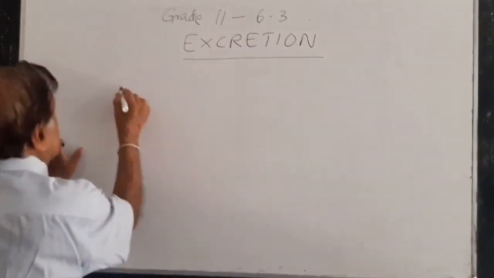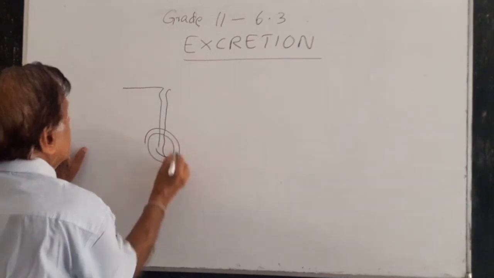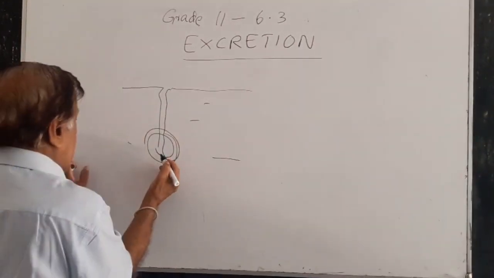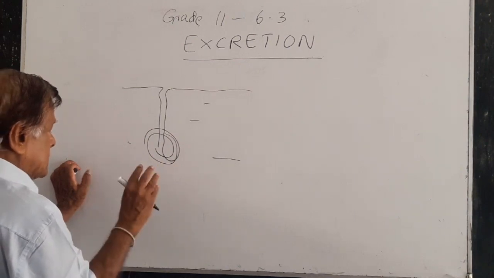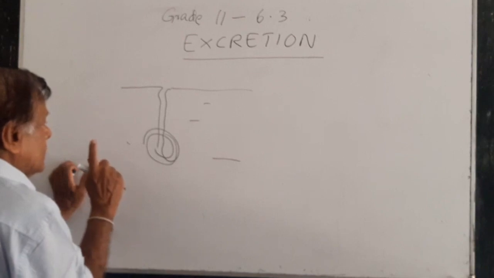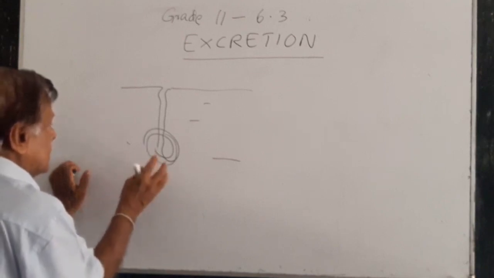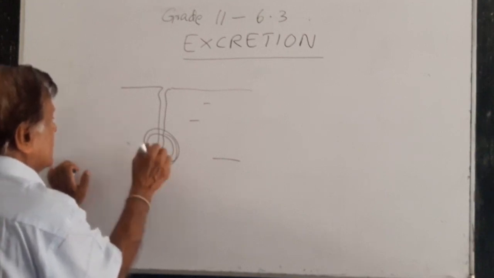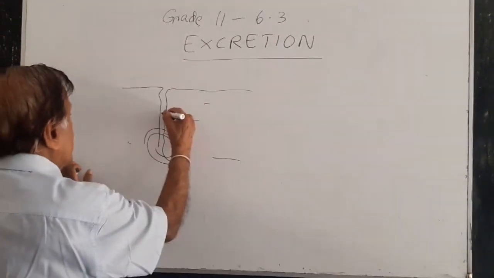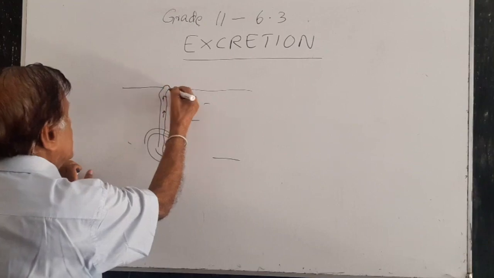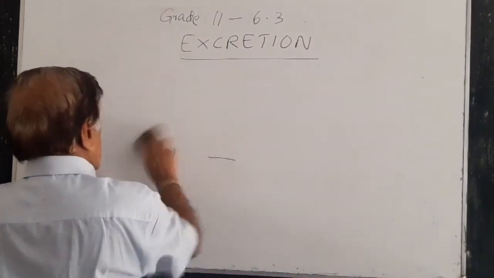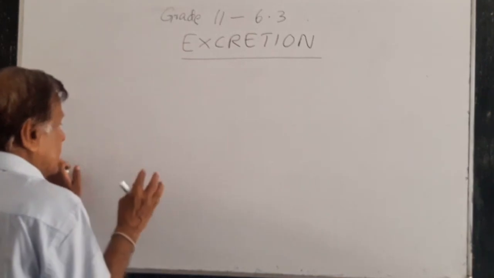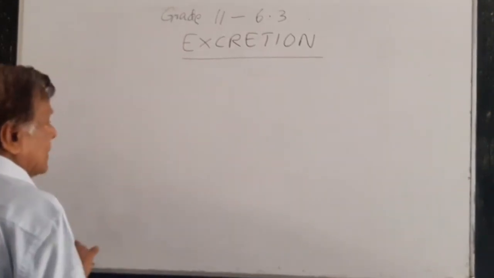Now, sweat glands are found in the skin. These are sweat glands. Around these you have blood capillaries. From these capillaries, sodium chloride, urea and water diffuse from blood into these sweat glands. This is how sweat is formed, and sweat is removed here like this. And urine is produced in the kidneys. That you have to discuss in detail in a separate lesson.